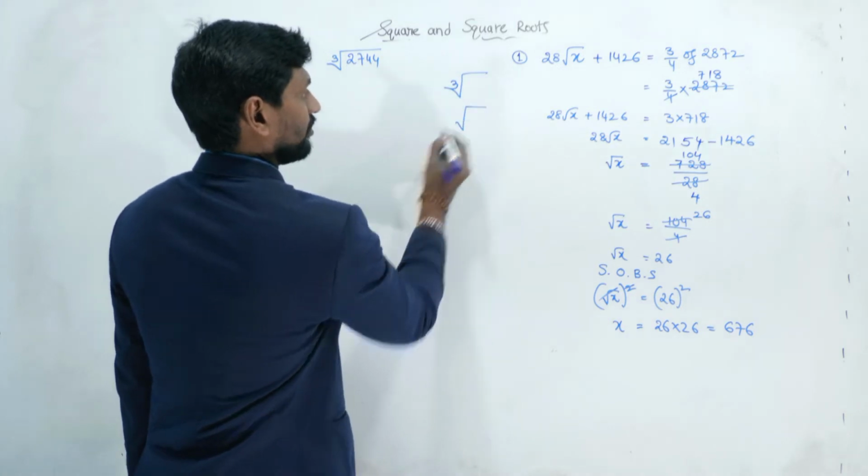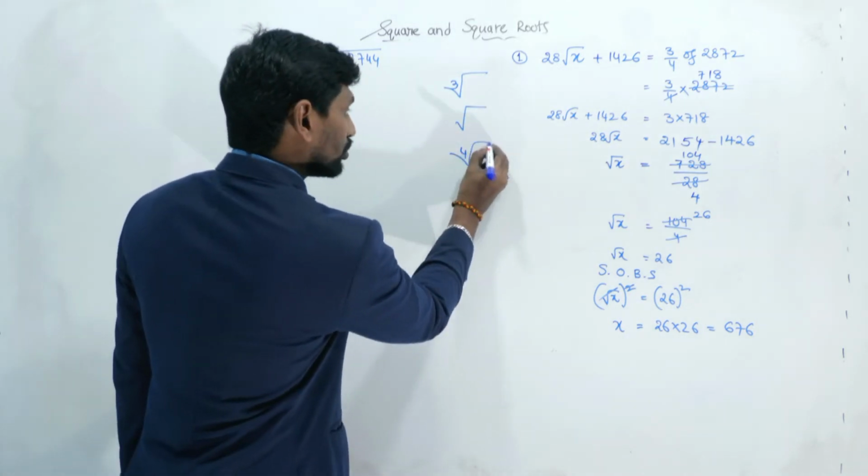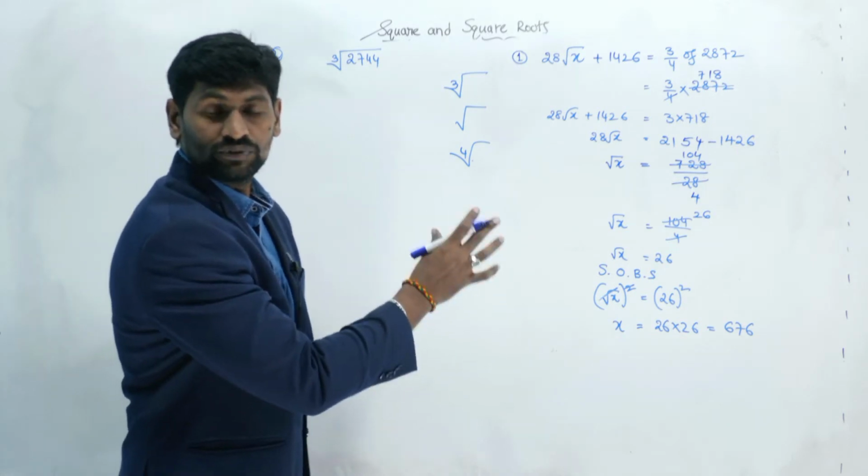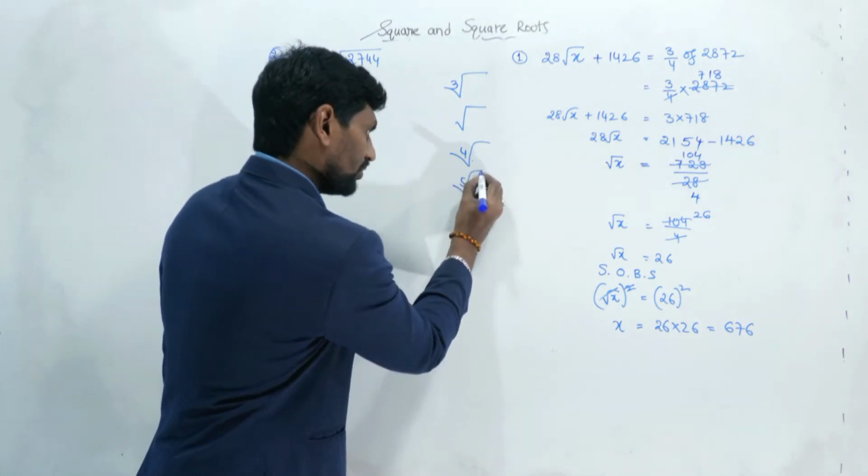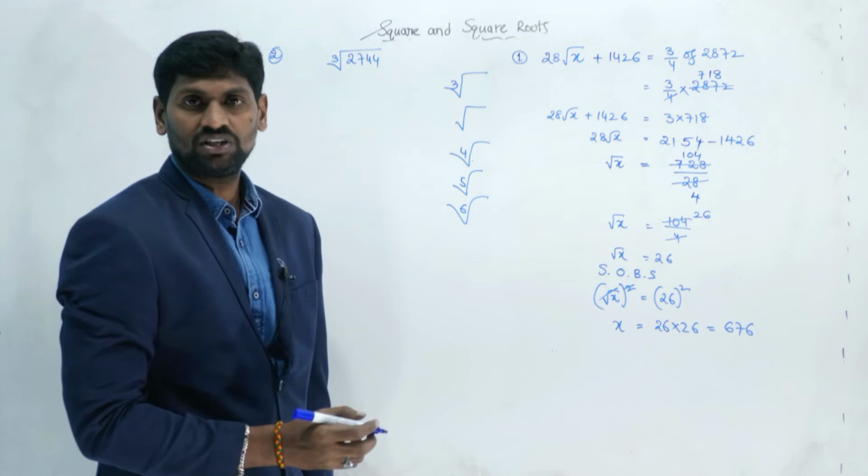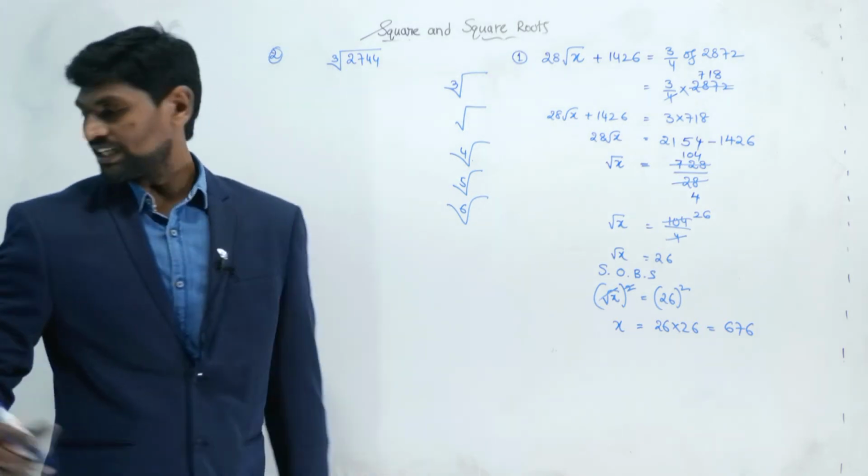This is the symbol for square root. This is the symbol for fourth root. We should read this one as fourth root, this is fifth root, sixth root. Okay? So cube root means you should write like this.